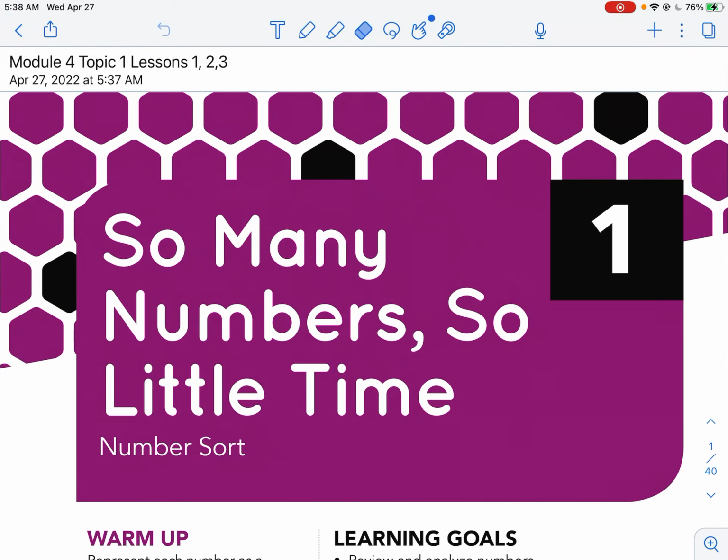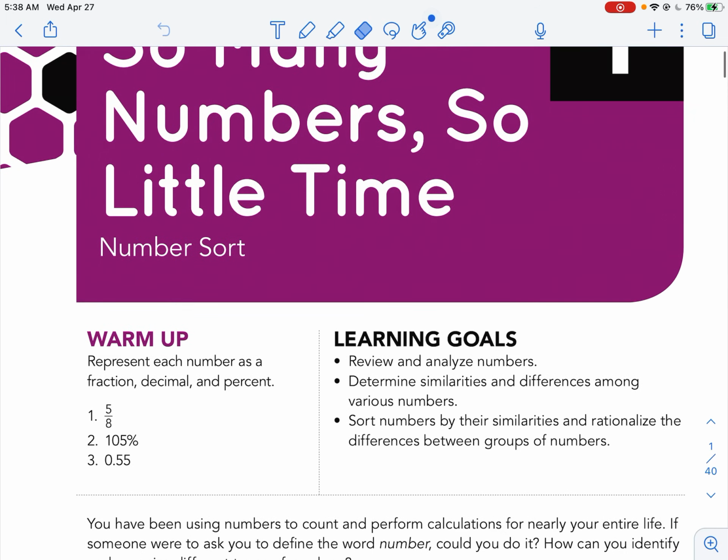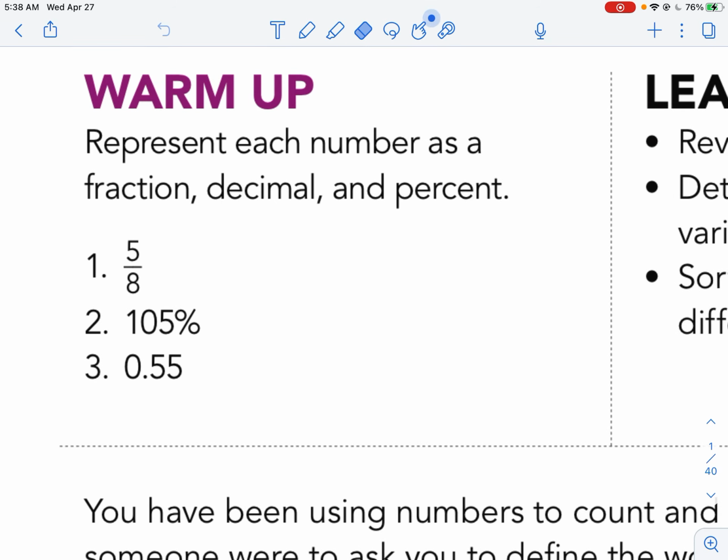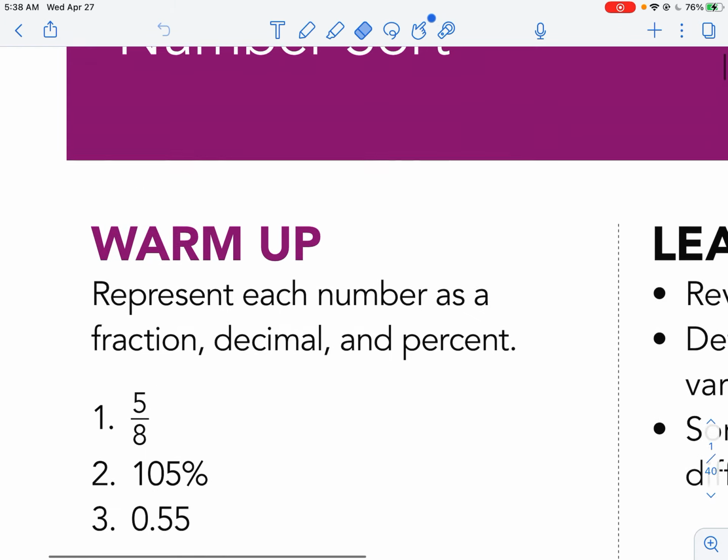We're starting Module 4, Topic 1. So many numbers, so little time. We have to remember how to make a fraction into a decimal and percent, a decimal into a fraction and percent, and a percent into both the fraction and decimal. So in order to start, number 1, 5/8.